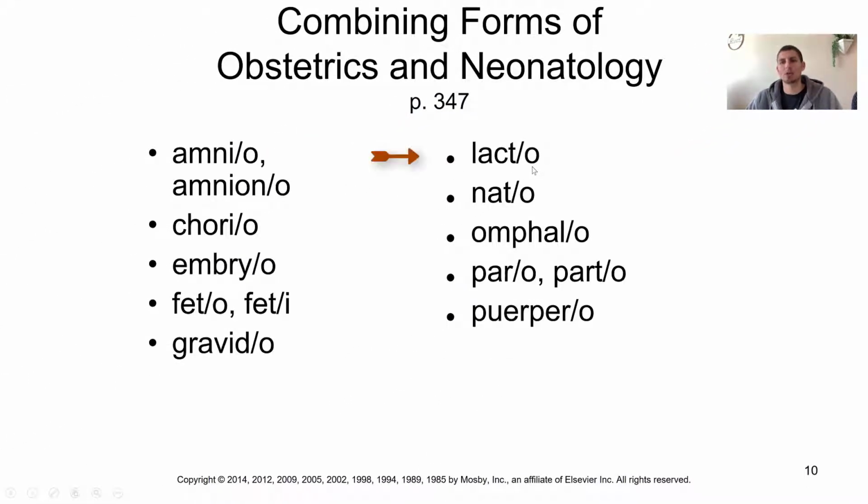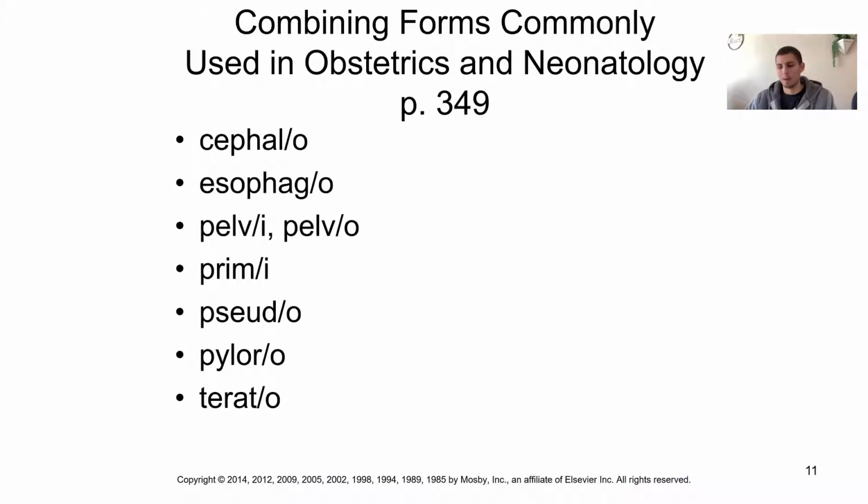Lacto for lactation, so relating to the milk that the mother will be producing in order to breastfeed the child. Nate, such as neonate or neonatology, that just refers to the newborn baby. And omphalo, listed right here, that just refers to the umbilicus or the navel region. So flip over to page 349, and we'll see this list continued.